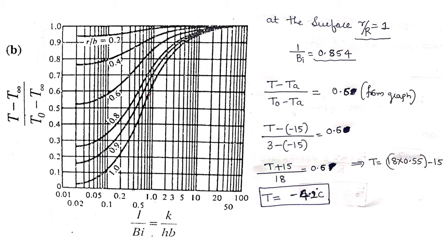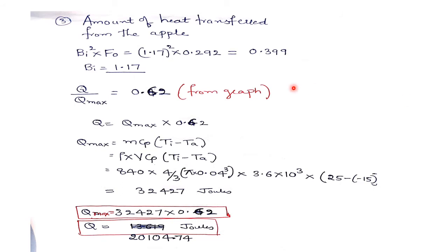Now the last one, the amount of heat transferred from the apple, he has asked. So we have to calculate the value of Q. This Q divided by Q maximum, I have calculated as 0.62 from the graph. There may be some error in reading the graphs, but minor errors are okay while reading the graphs.